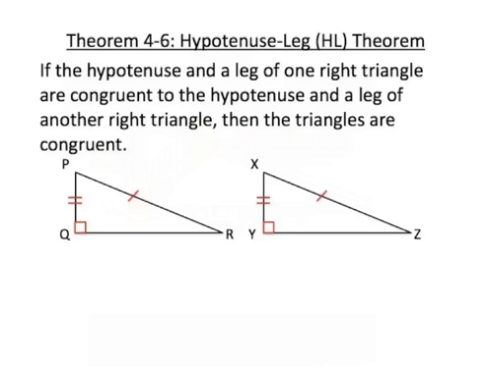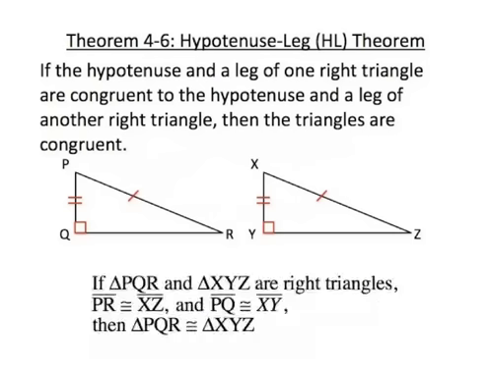This gives us Theorem 4.6, the hypotenuse leg theorem, which states that if the hypotenuse and a leg of one right triangle are congruent to the hypotenuse and a leg of another right triangle, then the two triangles are congruent. So here's what this looks like. If triangle PQR and triangle XYZ are right triangles, and segment PR is congruent to segment XZ, and segment PQ is congruent to segment XY, then triangle PQR is congruent to triangle XYZ.